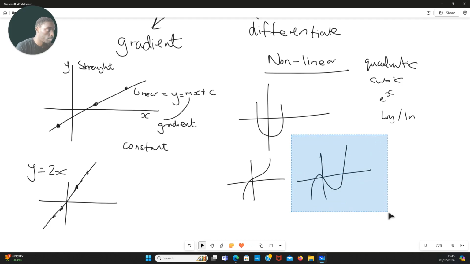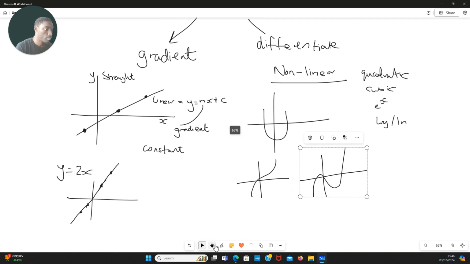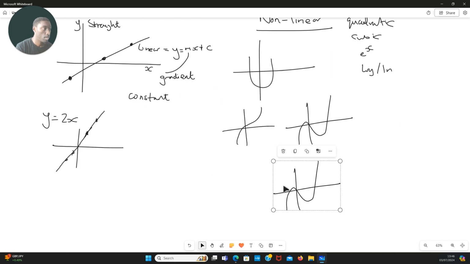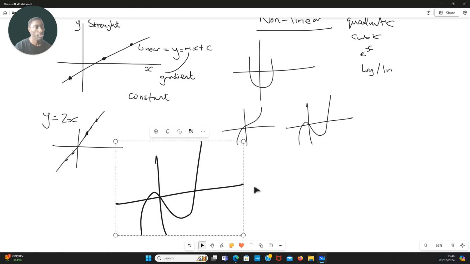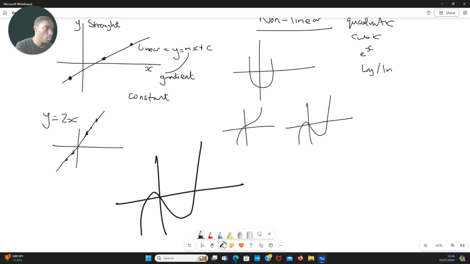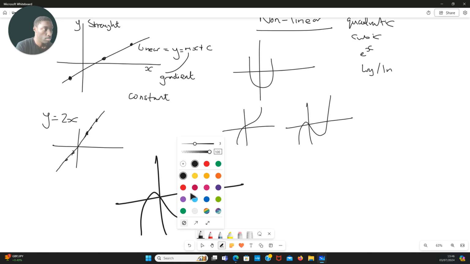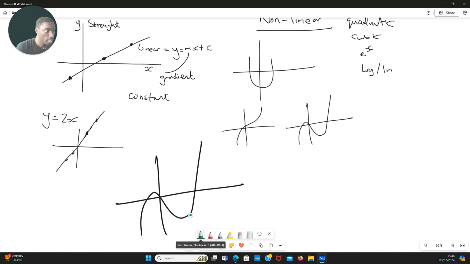So let's take this one. I'm just going to duplicate it. So let's take this graph here. Now this graph here, if I was to take any 2 points on this graph, now let's change this pen color. Now I want to take this point here, and I want to take this point here. And I could, I'll say let's take this point. So let's take 3 different points.